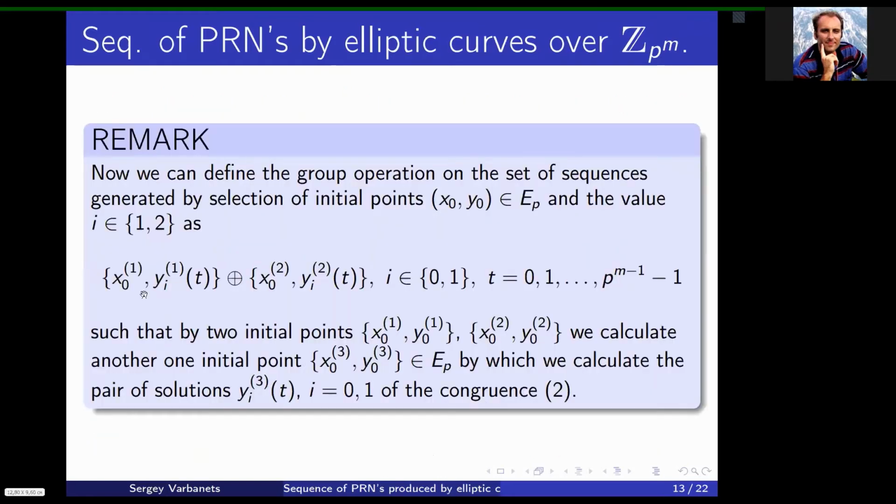Also, we have a remark that we can define some group operation on the set of sequences generated by the selection of initial points (x0, y0) and some value i, as we can see here, such that from two initial points (x01, y01) and (x02, y02), we calculate another initial point (x03, y03) on the elliptic curve E_p, from which we calculate the pair of solutions y_i3(t) of the congruence 2.